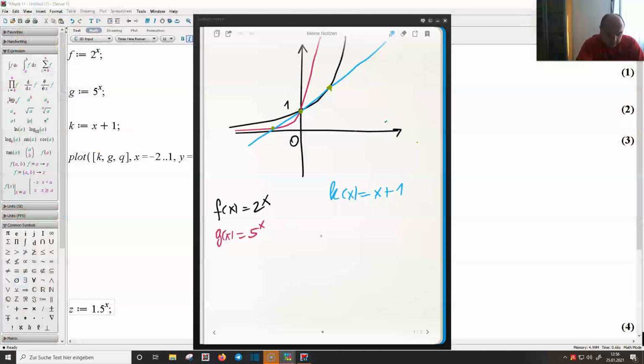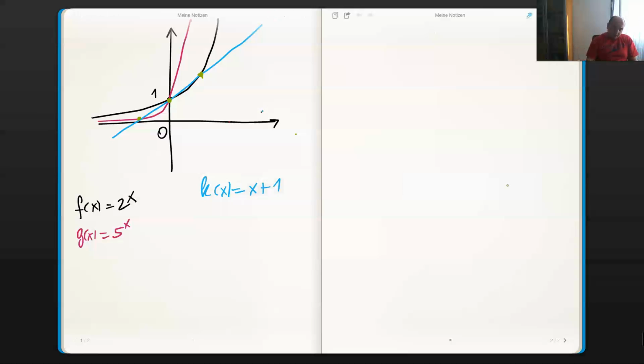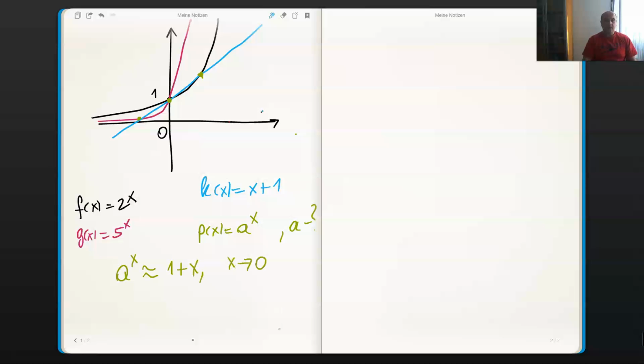The question is, is there a base, some unknown a to the power of x? Is there a function p of x, which is a to the power of x, which is not crossing the x plus 1 twice, but only touching it once at 0, 1? So is there a base a with a property that x plus 1 would be a tangent at 0, 1, which means a to the power of x is behaving like 1 plus x if x is approaching 0? In other words, is it possible to find this a?